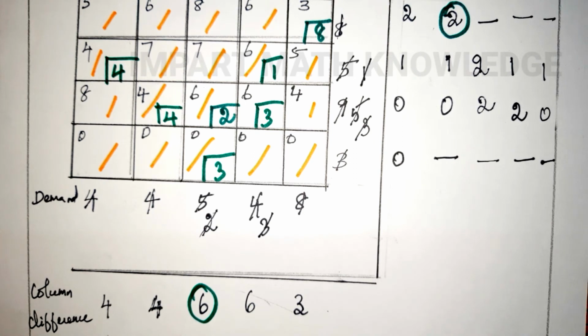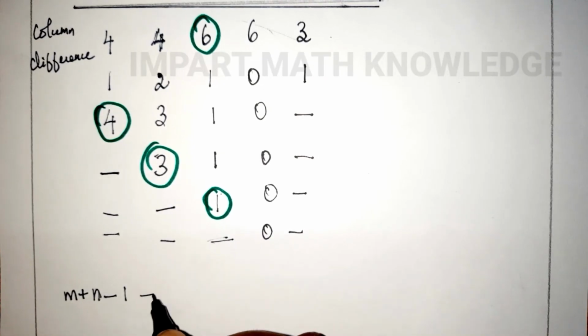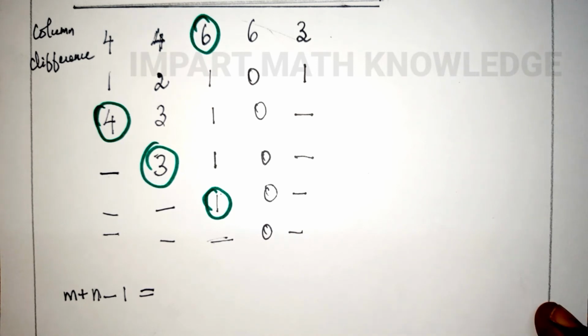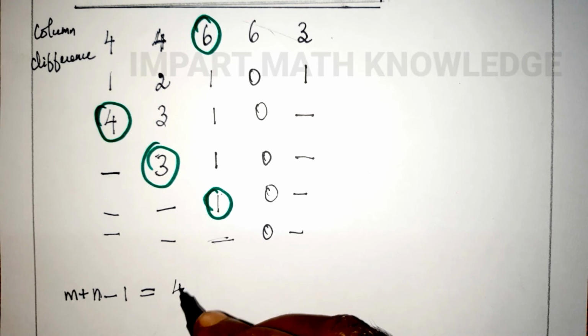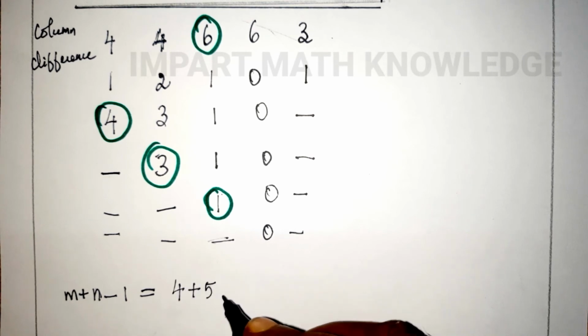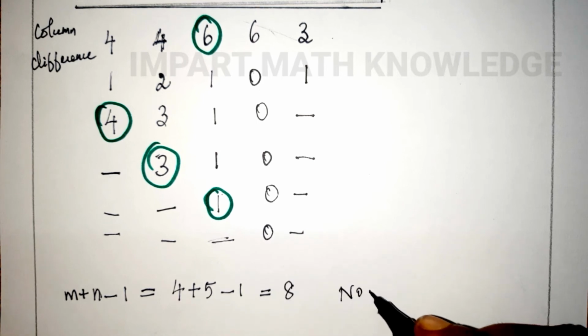In this way, you have to allocate the value in the Vogel's approximation method. You have to take the row difference and column difference carefully, and check the maximum penalty. In that particular row or column, you have to allocate the value. After this step, we have to check whether m plus n minus 1 is equal to the number of allocations or not. Here m plus n minus 1 is 4 rows plus 5 columns minus 1. This is equal to 8.